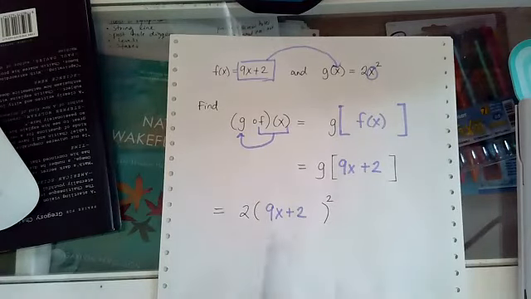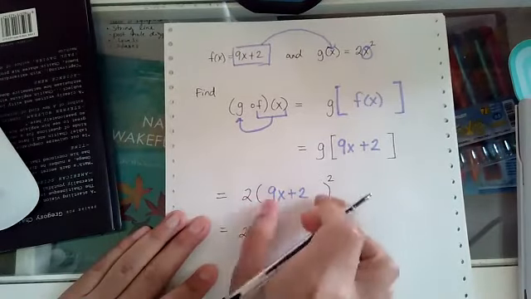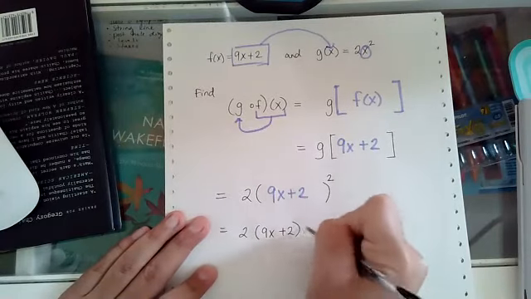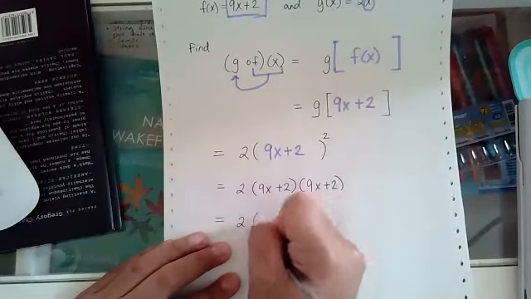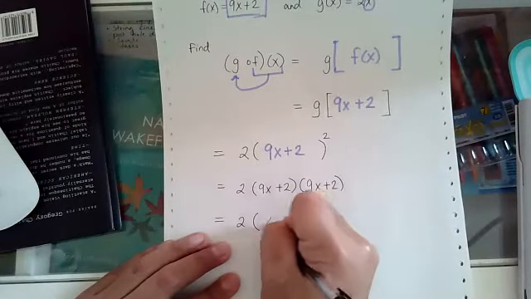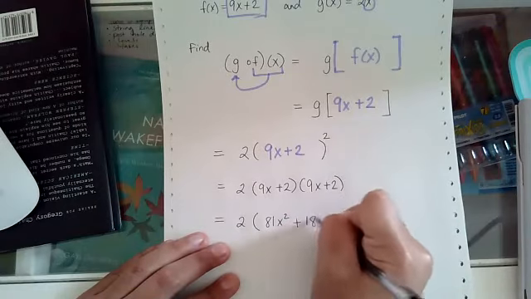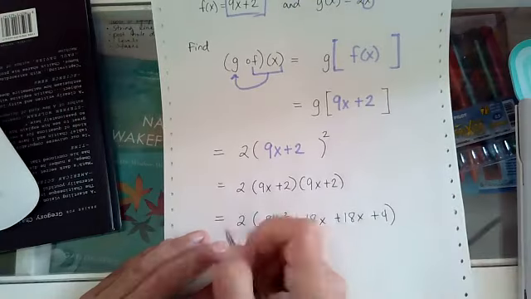So now if we want to simplify this novel function that we have, we have to square this polynomial. So I'll have to do 9x plus 2 times 9x plus 2, and then simplify that. Let me go ahead and multiply this out. I have 2 times, and then that will be 81x squared, plus 18x plus 18x plus 4.